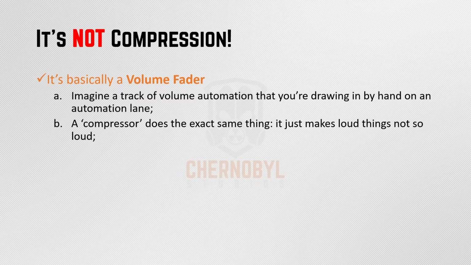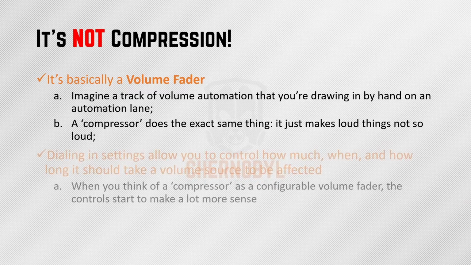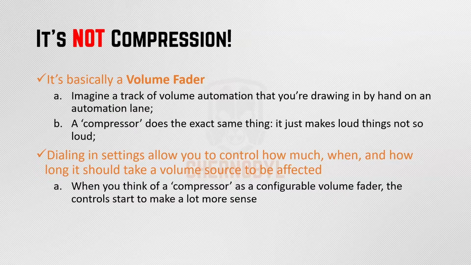Compression is basically a volume fader. Imagine a track of volume automation that you've been drawing in by hand. A compressor is the exact same thing. It's an automatic volume fader. Compression just takes things that are loud and makes them quiet. That is it. As you dial in settings, you can control how much, when, and how long it would take a volume source to be affected. So instead of compression, just think of a compressor as a configurable volume fader.